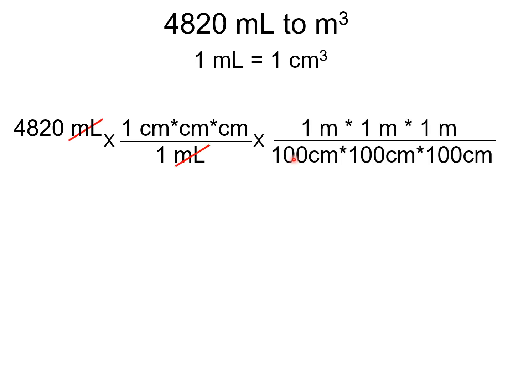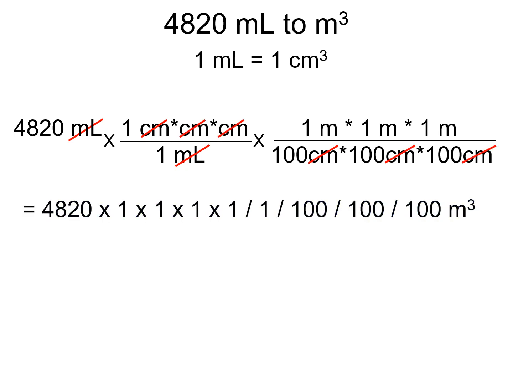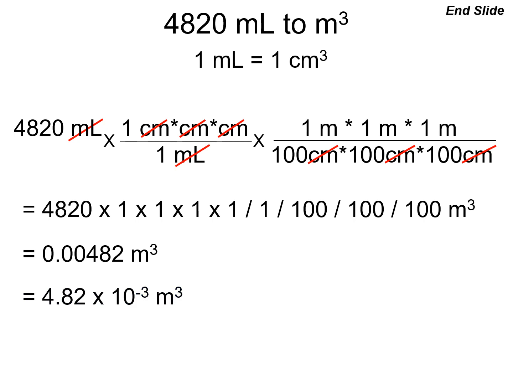All right, so that converts 1 centimeter to meter, and then the next centimeter has to be converted to meter, and then the next centimeter has to be converted to meter. And you can see that those are going to cancel. Multiply everything on the top, divide by everything on the bottom, and I get a total of 0.00482 meters cubed, which converts to 4.82 times 10 to the negative third meters cubed.